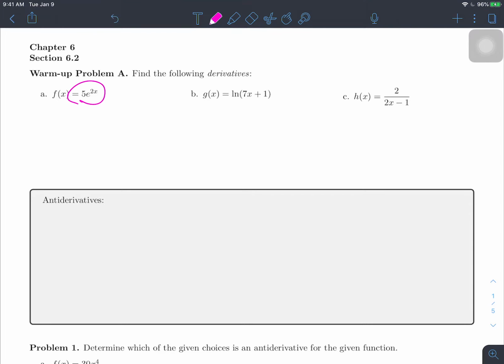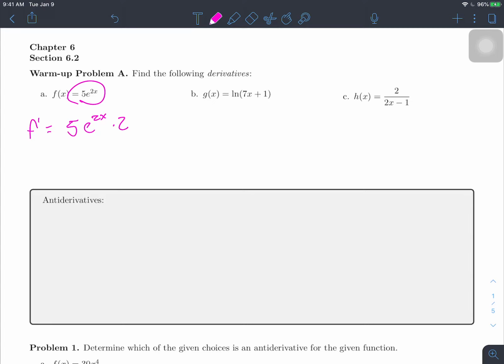We've done these a million times. For this one, which rules are we going to need to use to do this derivative of 5e to the 2x? Yeah, the e to the kx rule, multiplication by a constant, or if you want to use chain rule, that's also fine. So what is it going to be? We're just going to get f prime equals 5. The 5 floats, then we just rewrite the e to the 2x and multiply by 2. That's the derivative of 2x, the power.